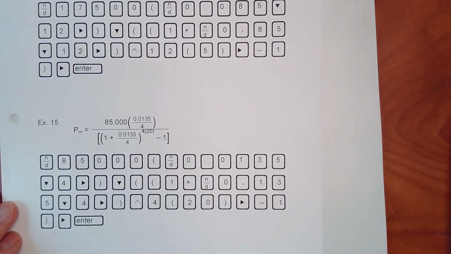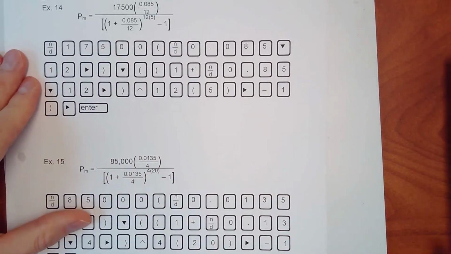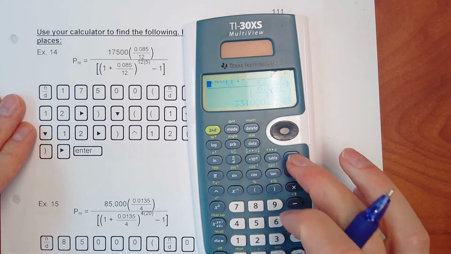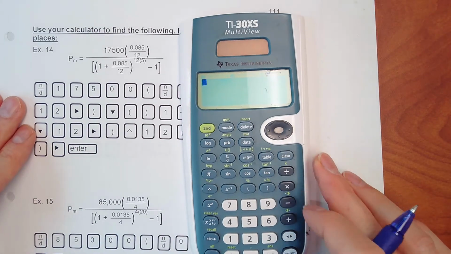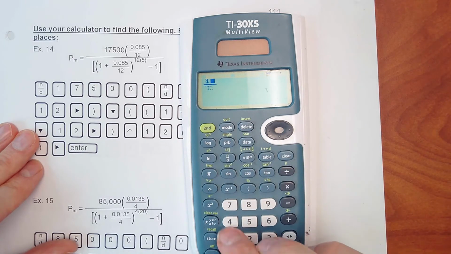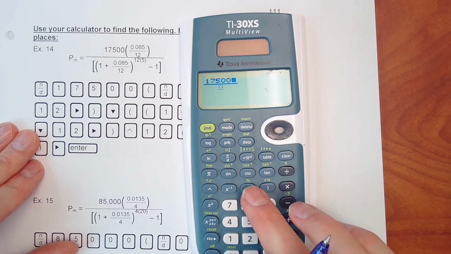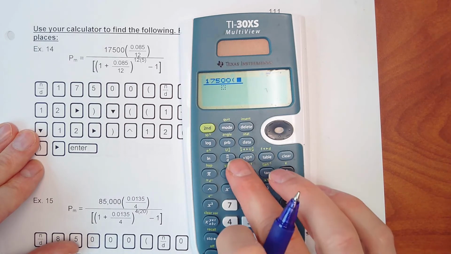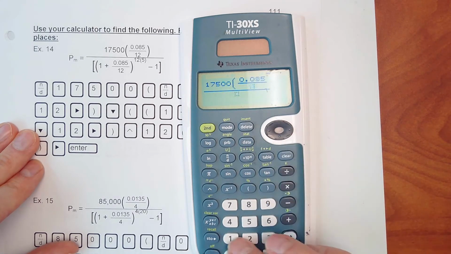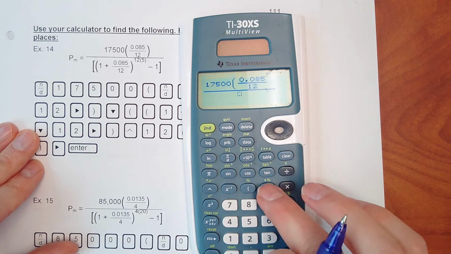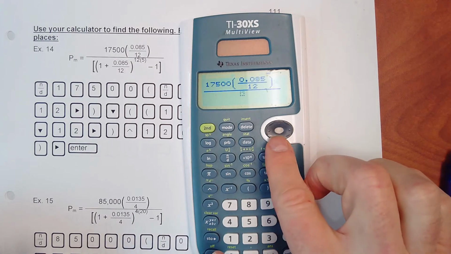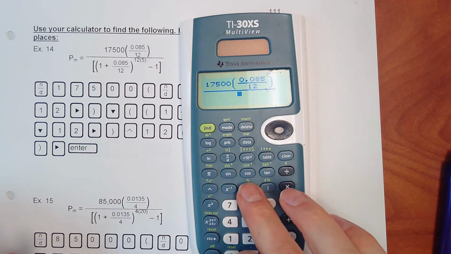All right, let's turn the page. Okay, so got some more of these to play with. So this time the numerator is not so bad, but the denominator is. So I'm going to do my fraction key, 17,500, parentheses, fraction key, 0.085 over 12. And my right arrow, close off that parentheses. So we've built the numerator. Hit the down arrow, and let's work on building the denominator.